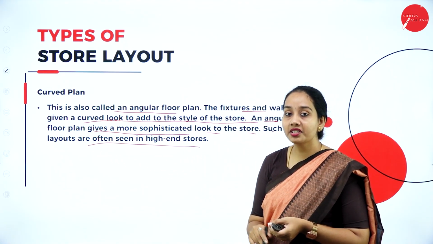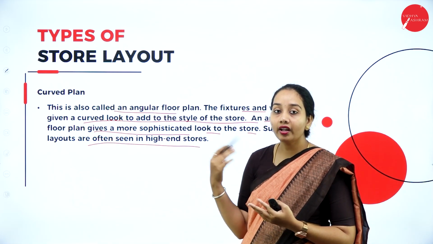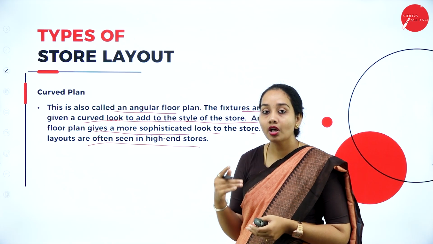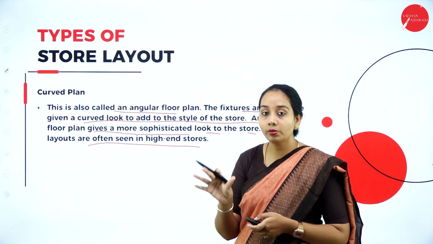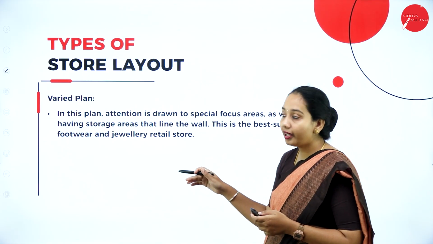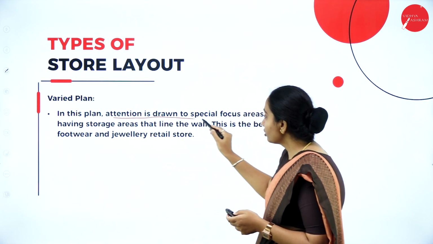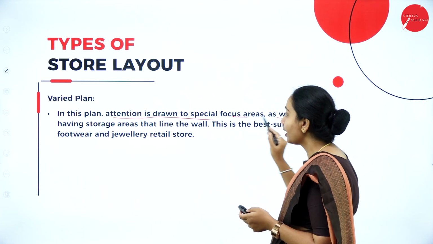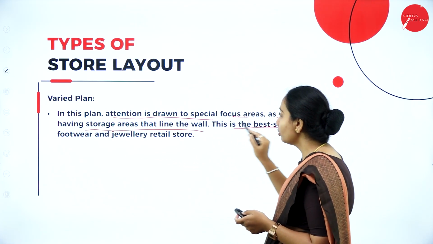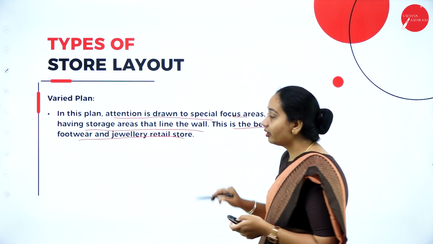They are always seen in premium stores. For example, if you visit Zara stores or H&M stores, those stores have the curved plan method. Next is the varied plan method. In this plan, attention is drawn to special focus areas, along with storage areas that line the wall. This is best suited for footwear and jewelry retail stores.